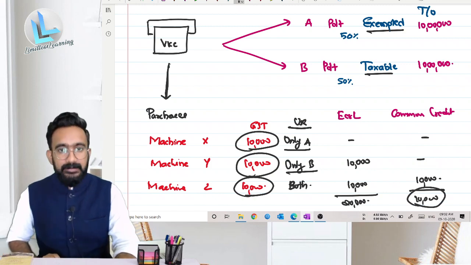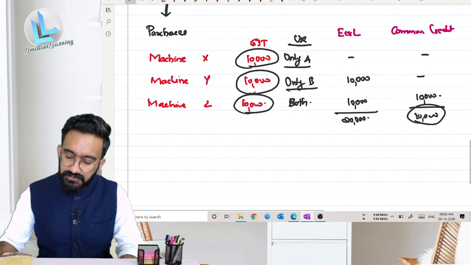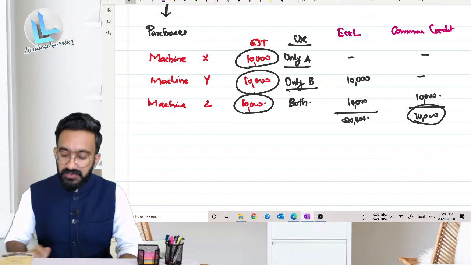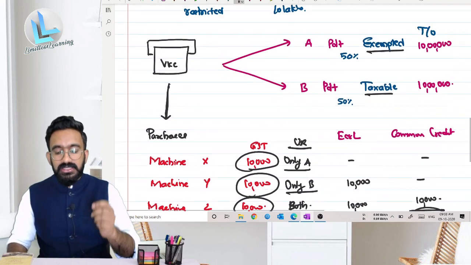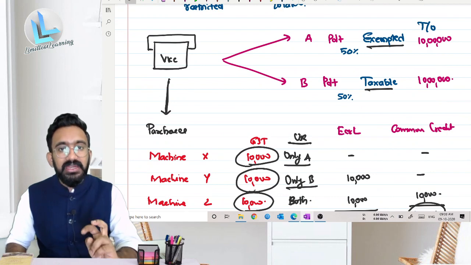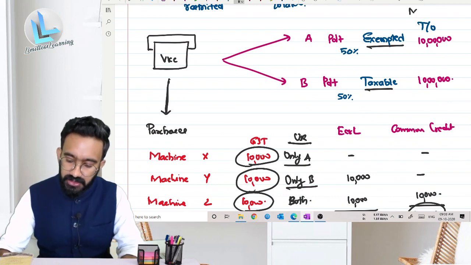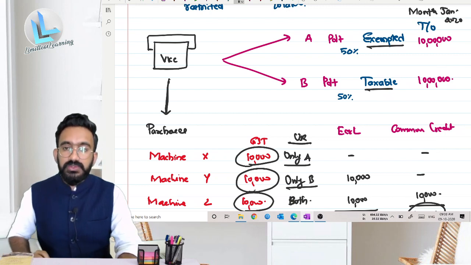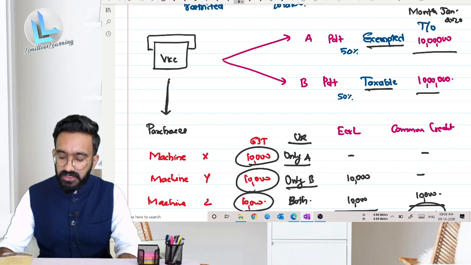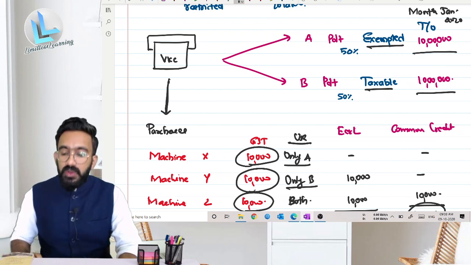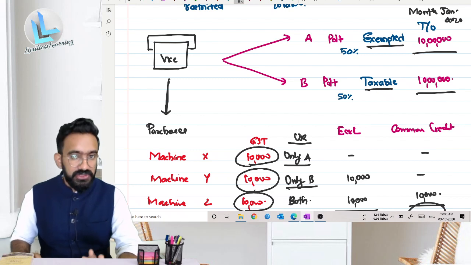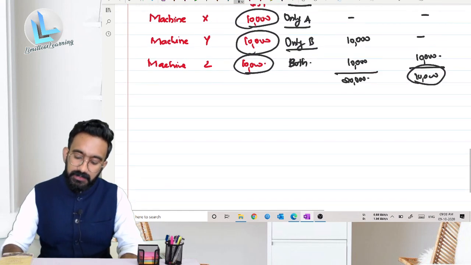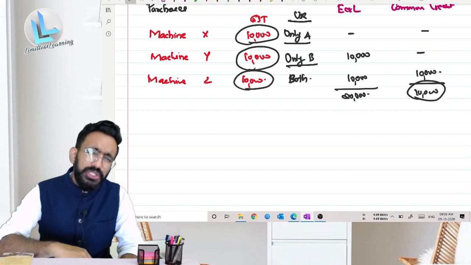some apportionment. If this was an input or input service, then I would have taken the turnover of that particular month and then apportioned. This is for the month of January 2020. So this is the turnover that we have, and we would take that monthly turnover and then apportion. No problem at all. Now the problem here is, what's the logic of doing this?